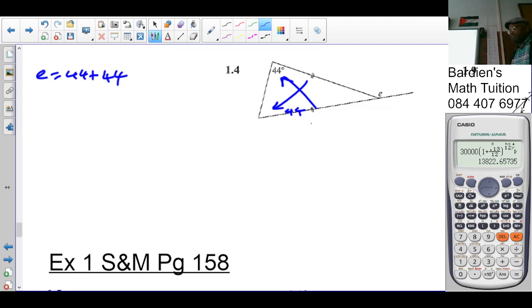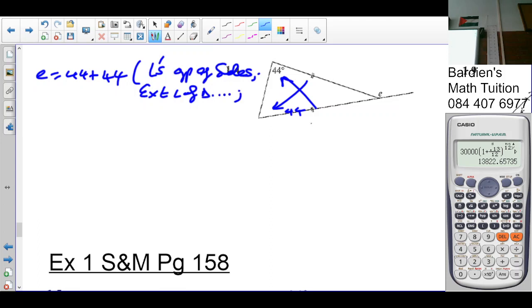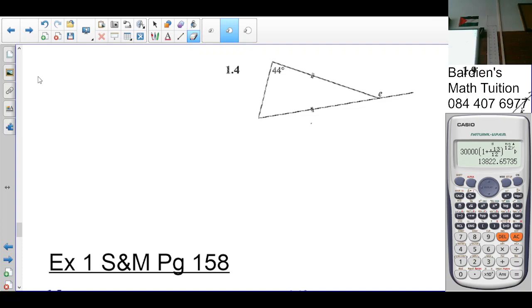So why are those base angles equal? Angles opposite equal sides. And we used exterior angle of triangle equal to the sum of the two interior opposites. We use two theorems, both must be stated. So he's going to give you 88 degrees. Any confusion here? So you get the full mark.